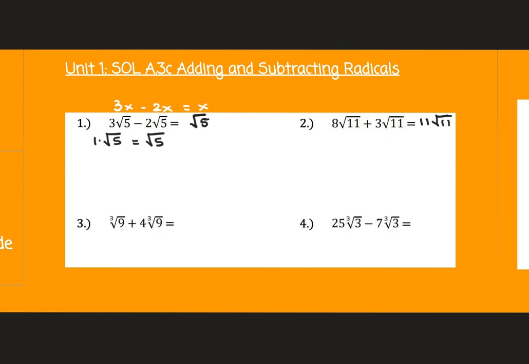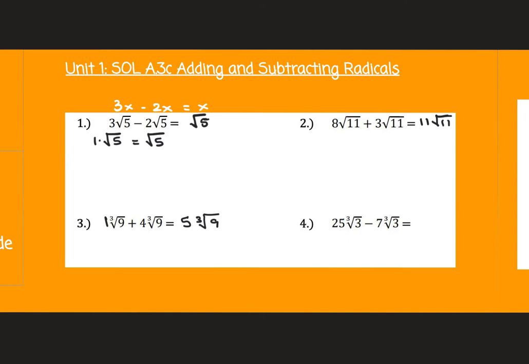All right, so for number 3, instead of working with a square root, I have a cube root, but the same knowledge applies. I have the cube root of 9 plus 4 times the cube root of 9. I look at my radicand. My radicands are the same. I go ahead and combine my coefficients. Remember, the coefficients are the numbers in front of the variable, and we can also say coefficients are the number in front of the radical because they are still being multiplied. So here it's just like having a 1. So I have 1 plus 4, which is 5. So I have 5 times the cube root of 9. Again, it is in simplest form. There is nothing else that I can do.